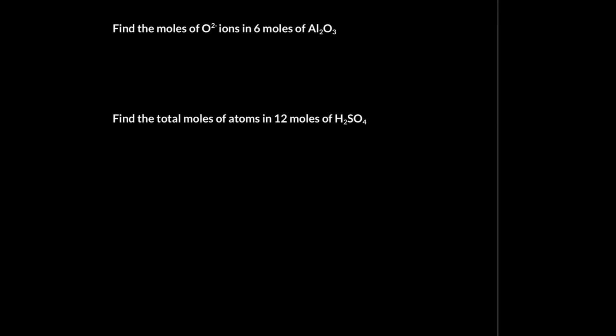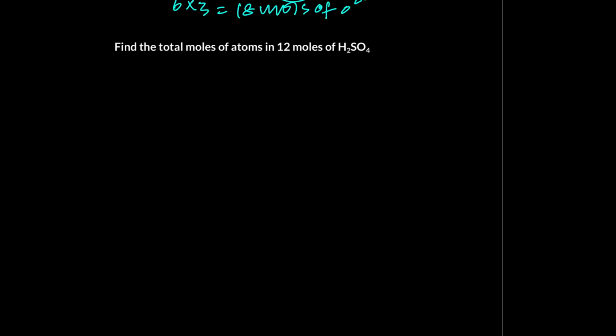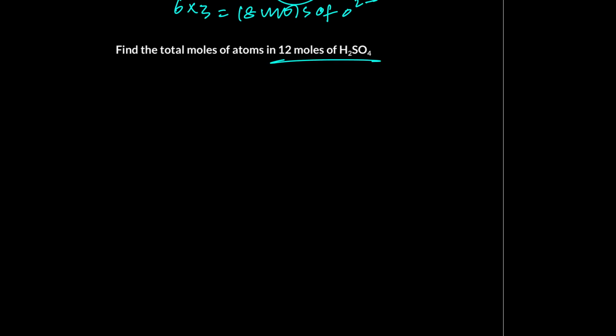Find the moles of O2 minus in 6 moles of 6 times 3. करता जाऊं कि बस कर दूं? समझ आ गई? Yes, no? करता जाऊं? Find the total moles in 12 moles of H2SO4. 12 times 2, that's 24 moles of H.